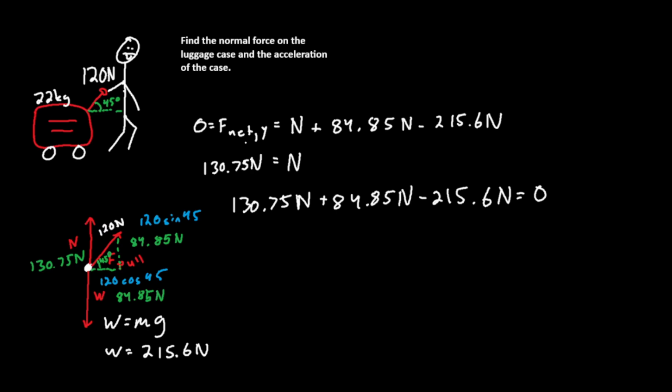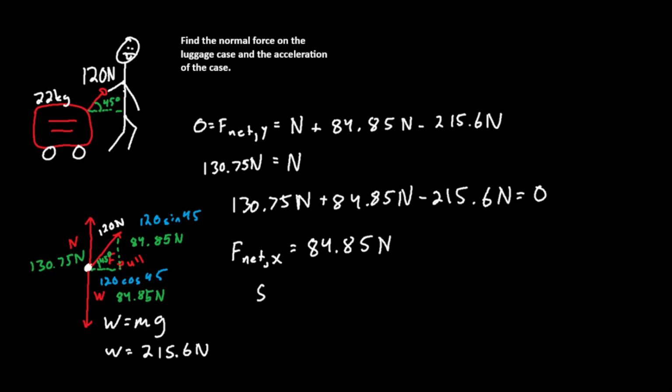Well, the net force in the x direction is not equal to 0. So we can't set it equal to 0. We don't have any more hints. But we just have one known force in the x direction, and that is the pulling force. So you pulling at a 45-degree angle on the luggage case gives you a force of 84.85 newtons. And that's the only force acting in the x direction.